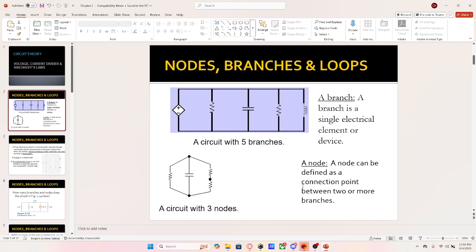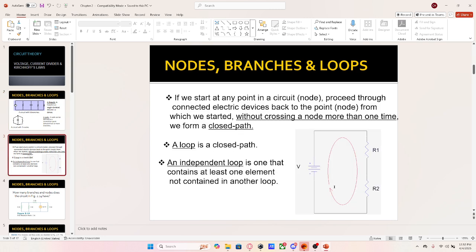There are 2 nodes over here, but then there is another one over here where the resistor is connected in series. These 2 resistors are 2 different elements, so both of them are connected in between, and there is another node over there. So that is nodes and branches.